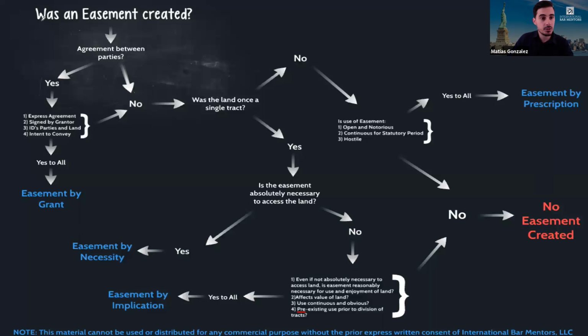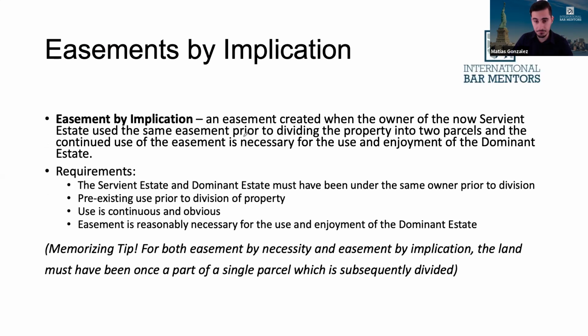So let's go back to our chart, right? So was an easement created? So is there an agreement between the purchaser and the man? No, he sold him the house, that was it. He didn't sell it to him with an easement, right? So this is not going to apply. So let's go down here. So the answer is no. Was the land once a single tract? Well, it was, right? Because the woman sold it back to the man, right?